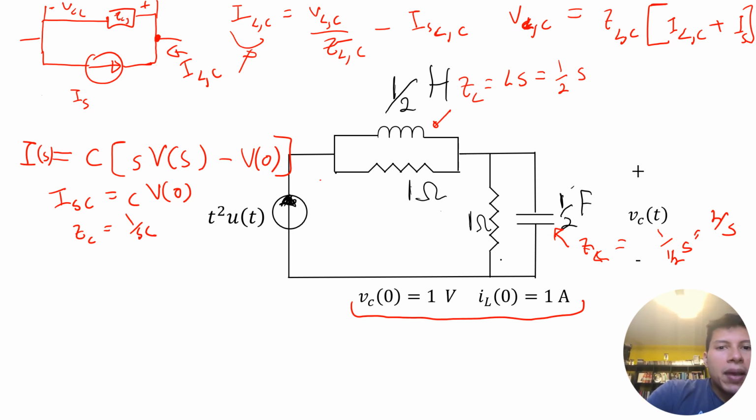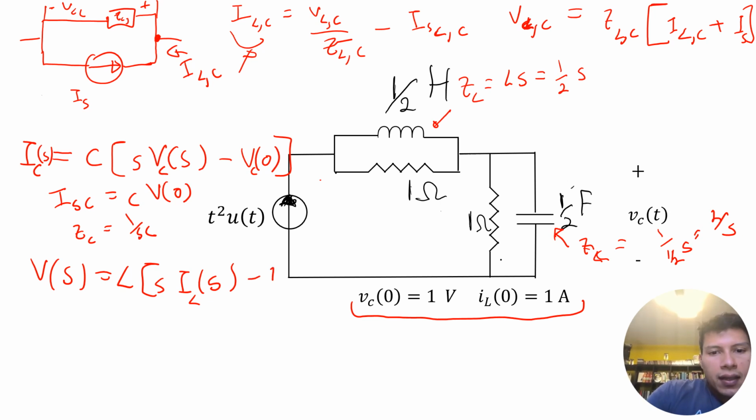And then for the inductor, V sub S equals L S I L sub S minus I L sub 0. And then we can use this equation for this one. And so we're going to get that the impedance is S times L. And the source I_SL is actually negative I L of 0 divided by S.